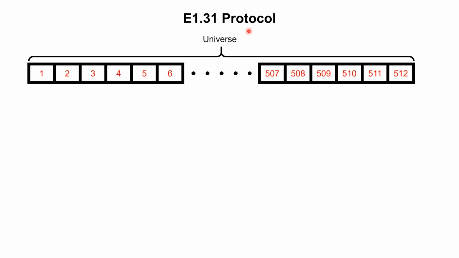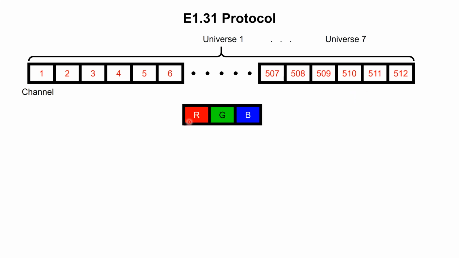We're going to look into this protocol called E1.31. What this is: every packet that comes is considered a universe. In this universe, you have 512 channels, so channel 1 to 512. Basically, you can have up to 7 universes for a multicast. This means that you can send data such as red, green, and blue. The values for red, green, and blue can vary from 0 to 255, so it's an unsigned integer 8-bit.